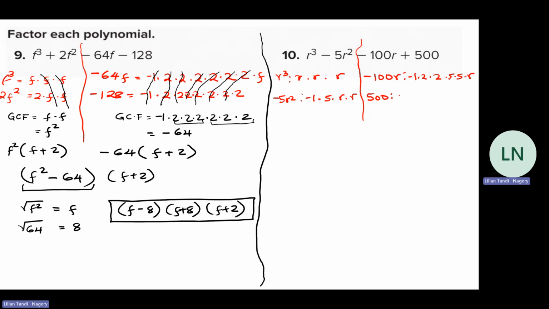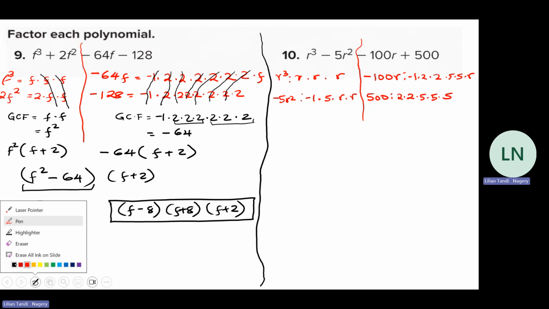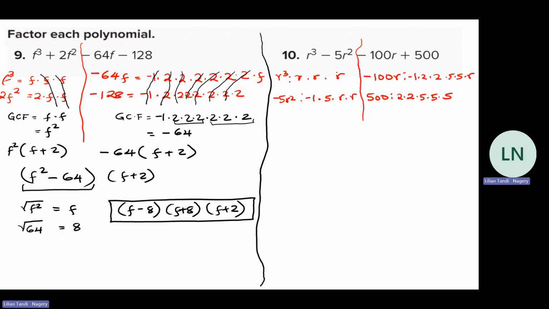Now 500 will be 2 times 250. Okay, and which is 4. So this will be 2 times 2. And then, so that'll be 4 times 125, which is 5 times 5 times 5, like that. So 4 times 125 gives me 500. Now let us do GCF. Here, this goes with that. Okay, so then I will have GCF r times r, which is r squared.